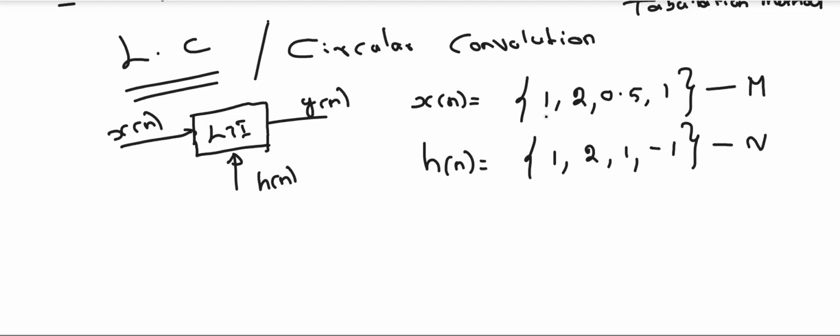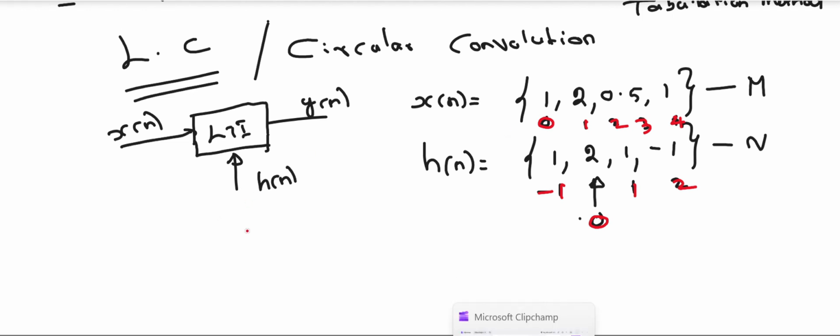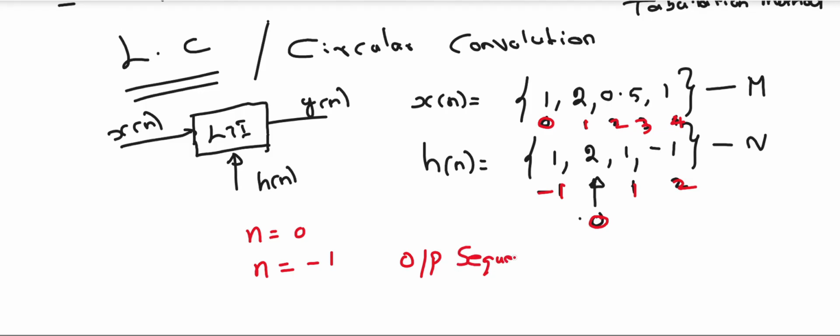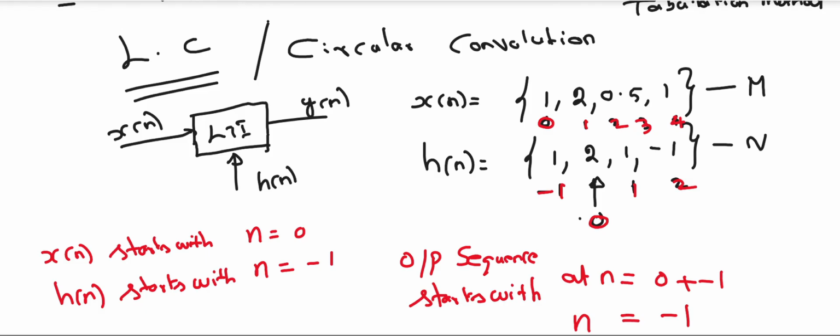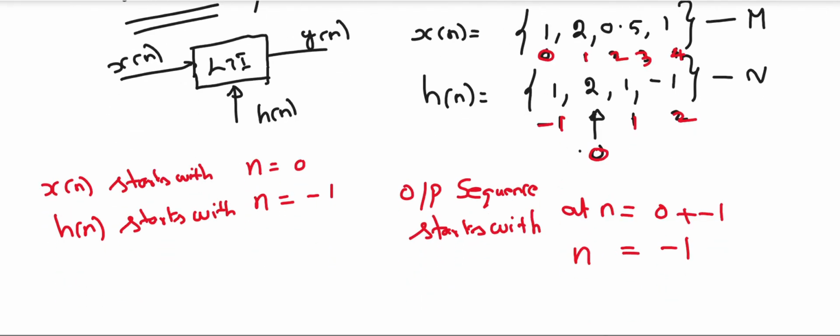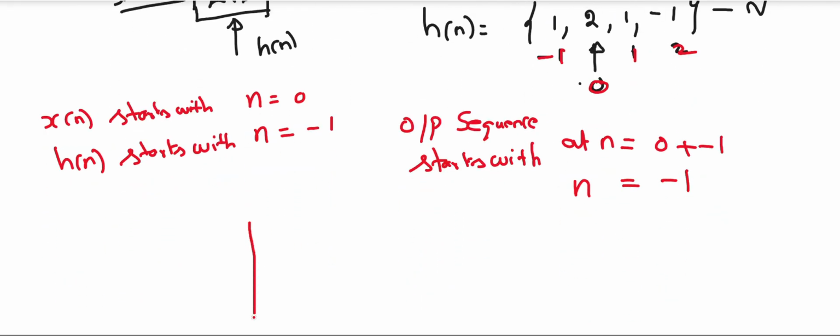So, you can perform the circular convolution. First, in the last example both sequences started at 0, but in this example the x of n sequence starts at 0 and the h of n sequence starts at minus 1. So the input sequence starts with n equals 0, the impulse response starts at n equals minus 1, so the output sequence starts at 0 plus minus 1, n equals minus 1.